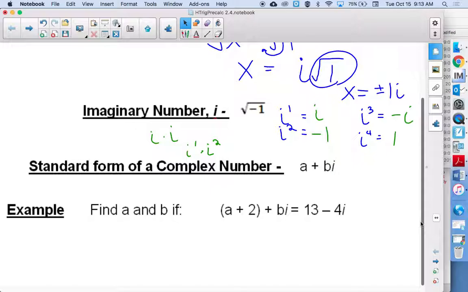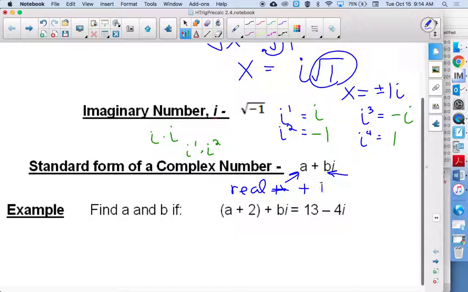So when we write complex numbers, a complex number is a real number, which is the first thing, plus the imaginary number. That makes a complex number. So a complex number isn't just an imaginary number, it's both of them combined together. The real number always goes first. The imaginary number always goes second. Yes, you will lose points if you don't write it that way.